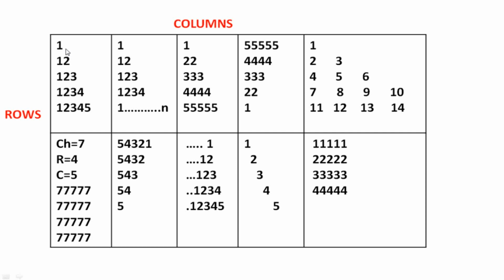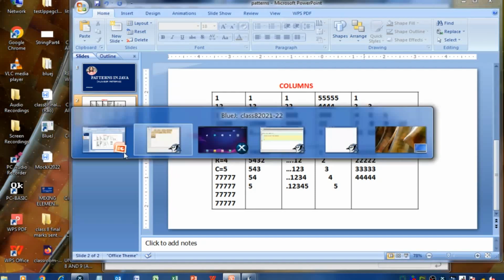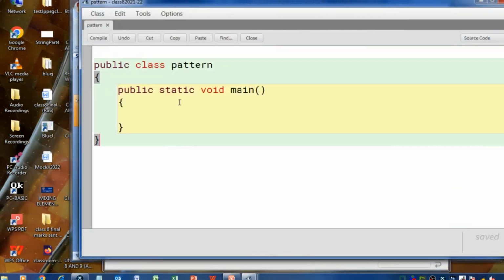Let us deal with the first one, right? I told you here I'm going to print the value of the inner loop. So let us go to our BlueJ window. So here we come, and let us write the program.